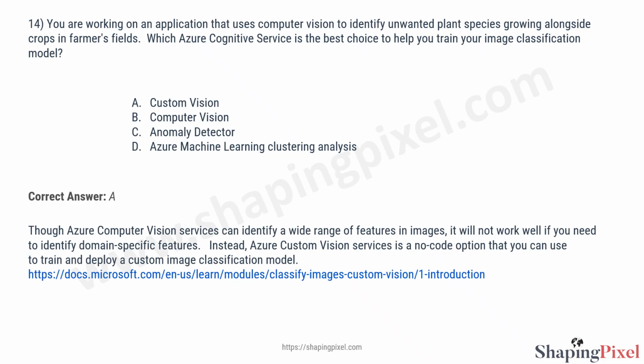Though Azure computer vision services can identify a wide range of features in images, it will not work well if you need to identify domain specific features. Instead, Azure Custom Vision Service is a no-code option that you can use to train and deploy a custom image classification model.